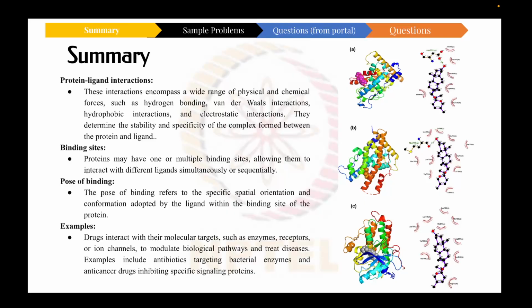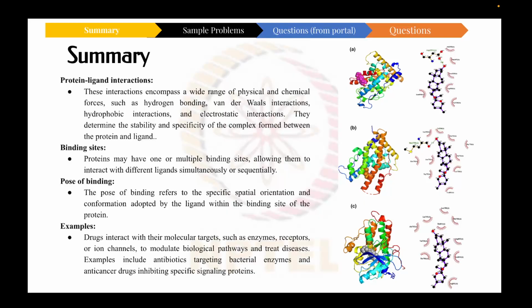So the pose of binding refers to the specific spatial orientation and conformation adopted by the ligand within the binding site of the protein. It influences the strength and specificity of protein ligand interaction by determining the complementarity of molecular surfaces and formation of favorable interactions between the functional groups.